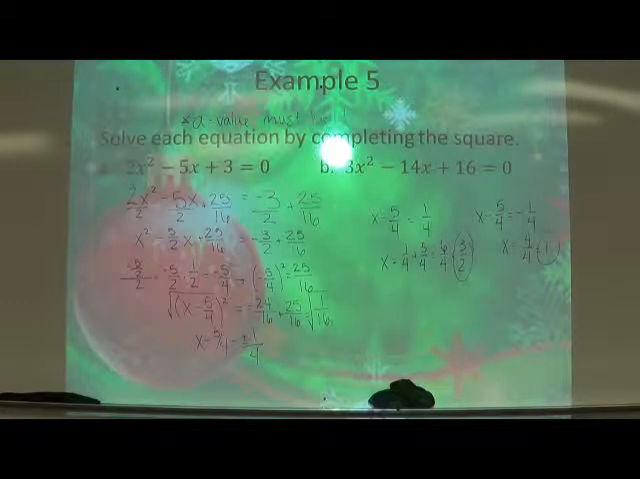So it does make it longer when you have to do this. However, you're still following those same steps. You isolate the constant, divide by whatever your leading coefficient is if you need to, then divide by 2, square it, add it to both sides, take the square root, and reduce.